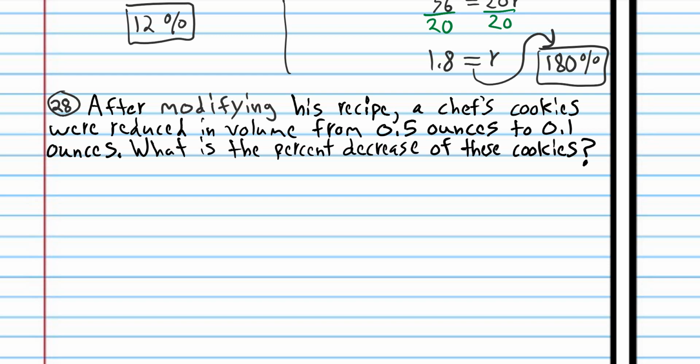All right, we're back. So again, you're going to write your master formula. And this is a decrease because it was reduced in volume. The new number is 0.1 ounces. The old number is 0.5 ounces. And we don't know what R is. We don't know what the percent increase is, or the percent decrease.